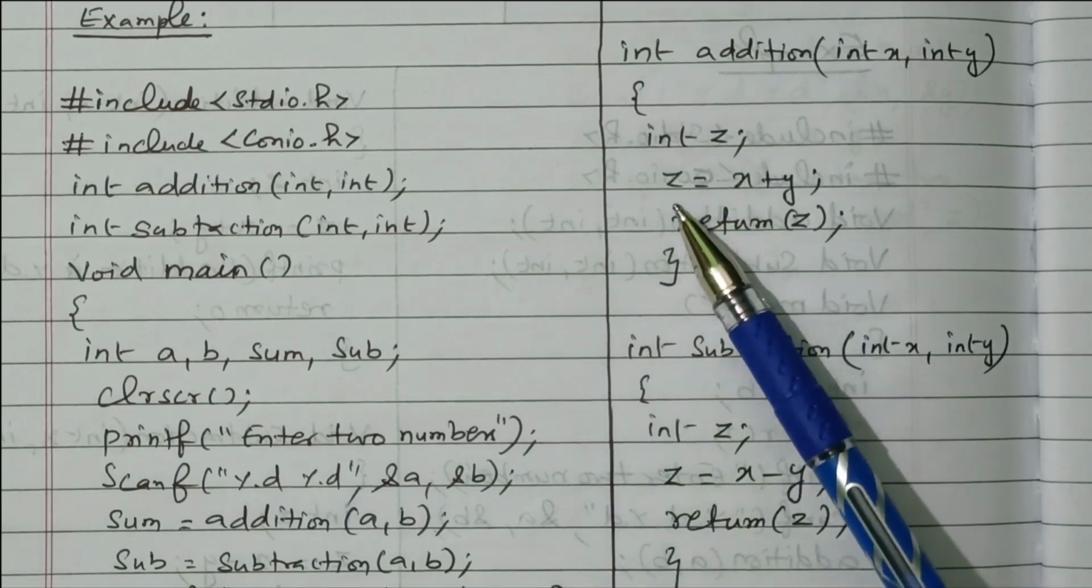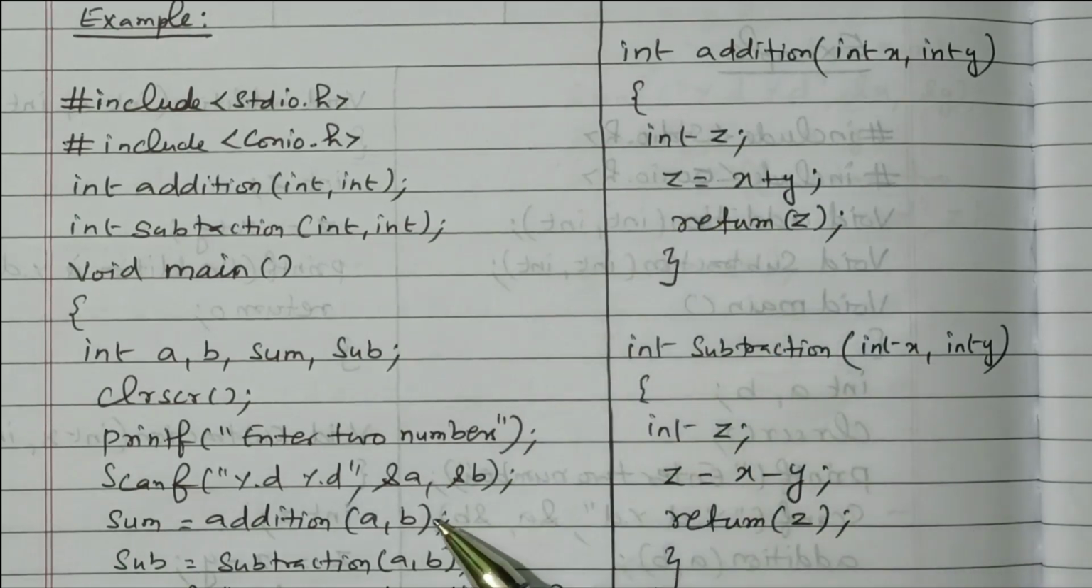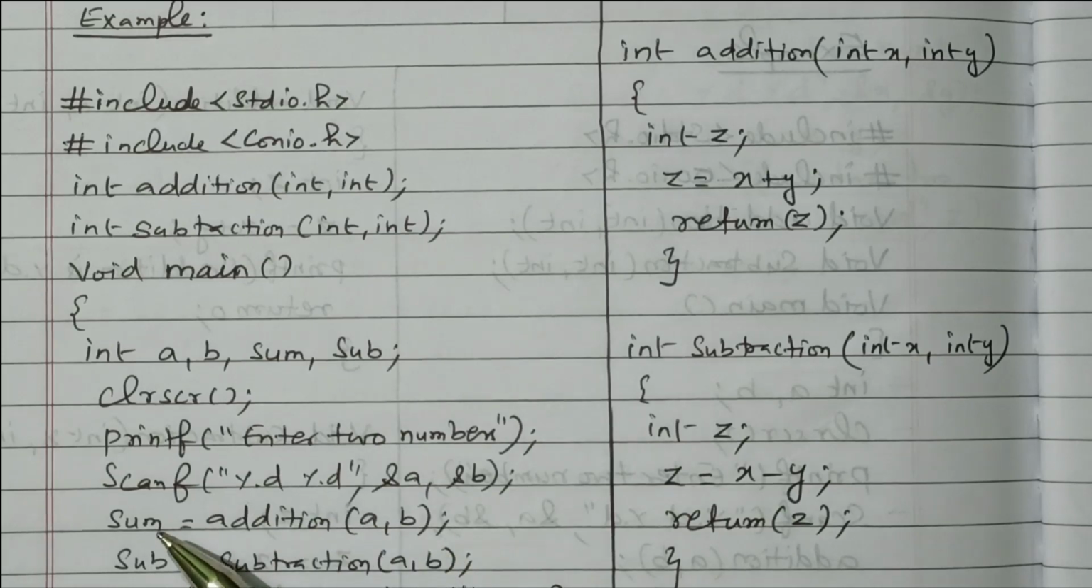So what will happen? The control will transfer from return to where we called. Here we called addition. So the return value will be stored in sum. The answer is available in sum. The sum of two numbers is added. These two numbers are added. The answer is available in sum.